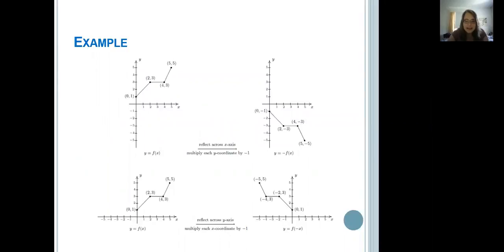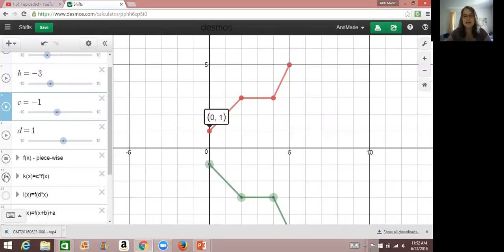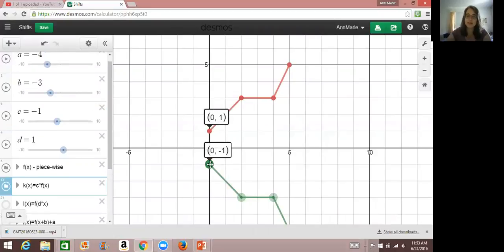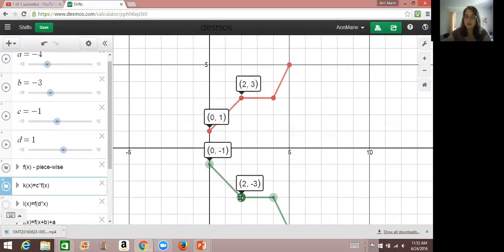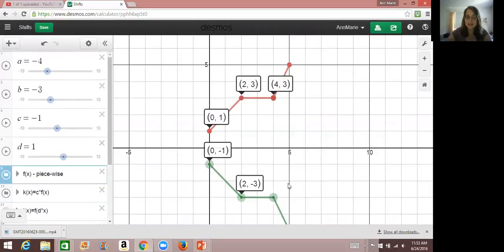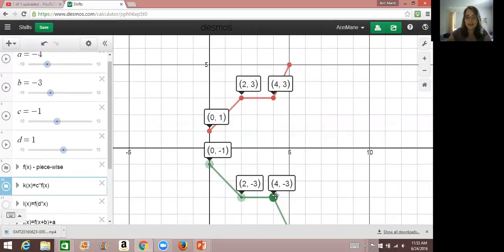If I multiply by -1 outside the parentheses, I reverse the y signs. So I reflect, so I affect my y's. Remember that changes outside the parentheses affect the outputs, in this case the y's. So the point (0, 1) becomes the point (0, -1). The point (2, 3) becomes (2, -3). And (4, 3) becomes (4, -3). We are affecting the signs only on the outputs.